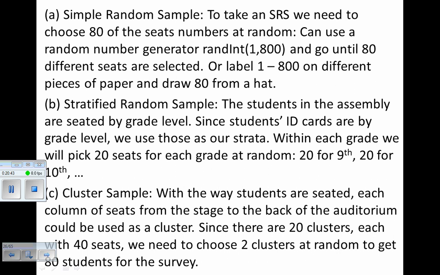And then cluster sample, with the way students are seated, each column of seats from the stage to the back of the auditorium could be a cluster. So since there are 20 clusters with 40 seats, we need to choose 2 clusters at random to get 80 students.